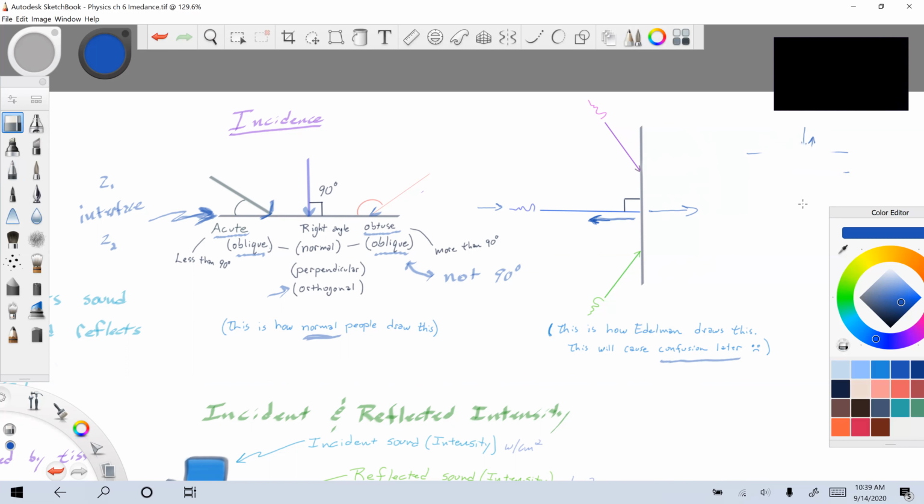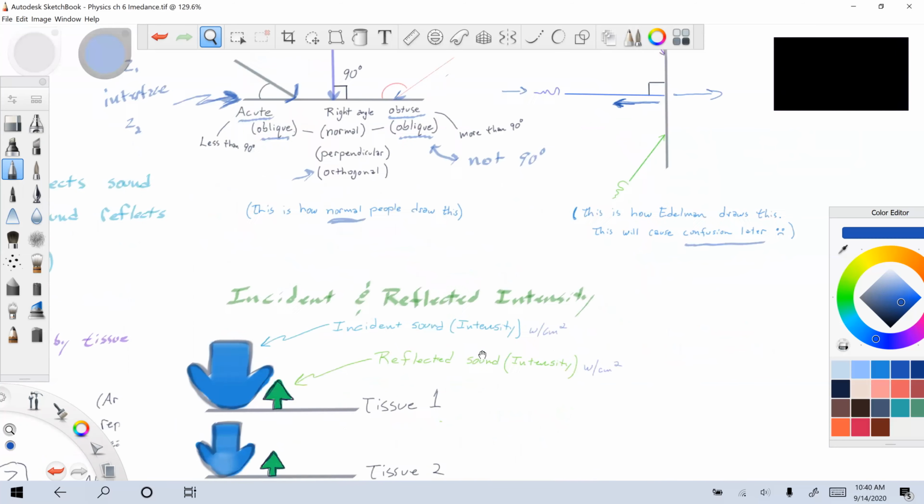Color Doppler or spectral Doppler is different. We don't want a 90-degree angle, but that's a completely different concept entirely. Okay, so this is how it draws. Moving on, moving right along.